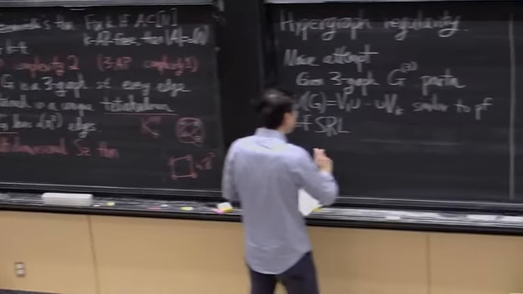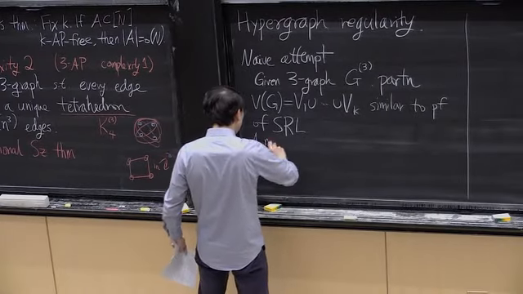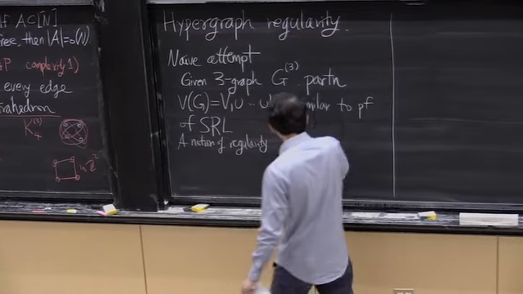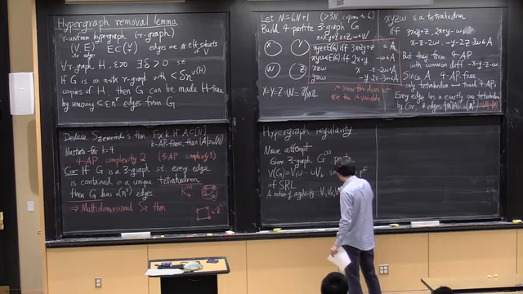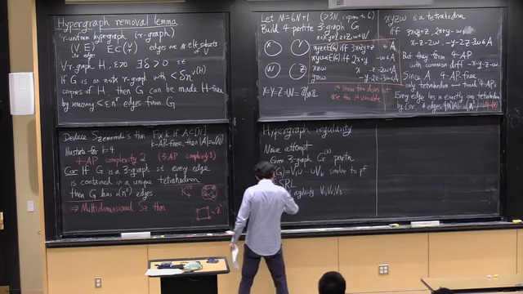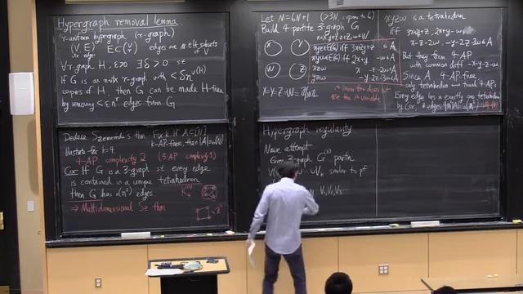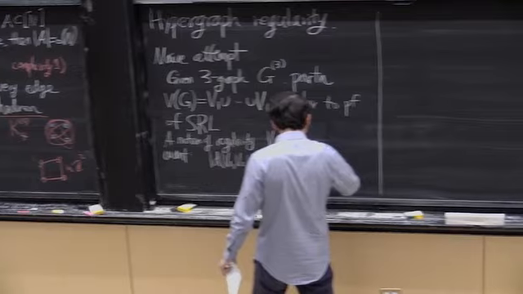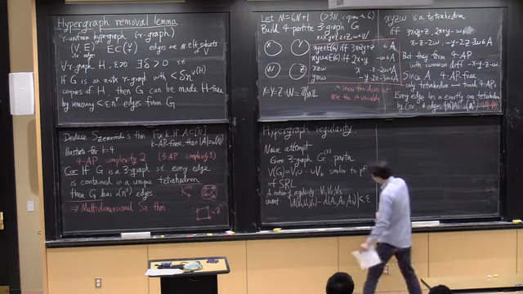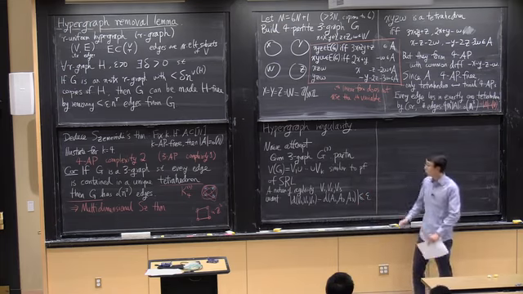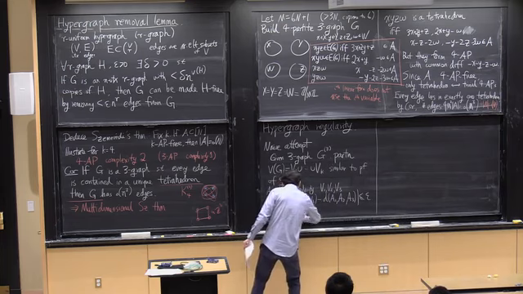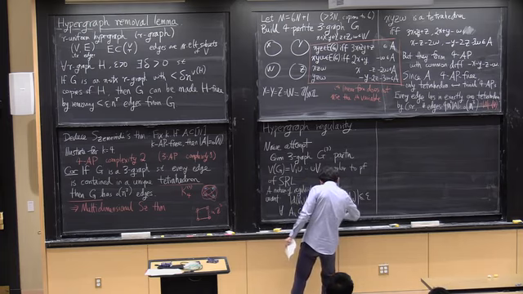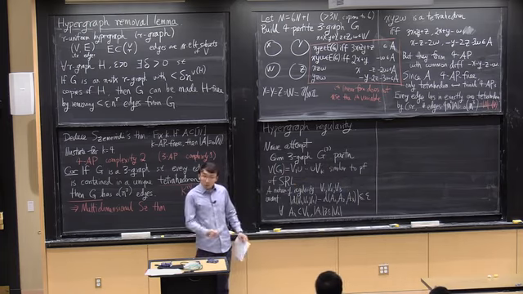So if we have a notion of regularity, let's say I have 3 vertex sets, V1, V2, V3, and I want the density between these 3 not to differ from the density if I restrict these vertex sets to subsets that are not too small. Okay, does this make sense?